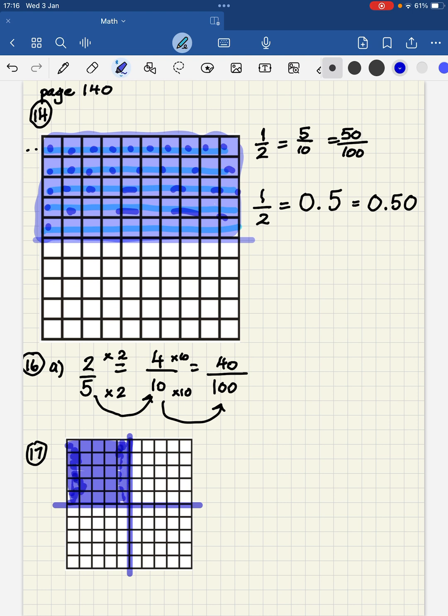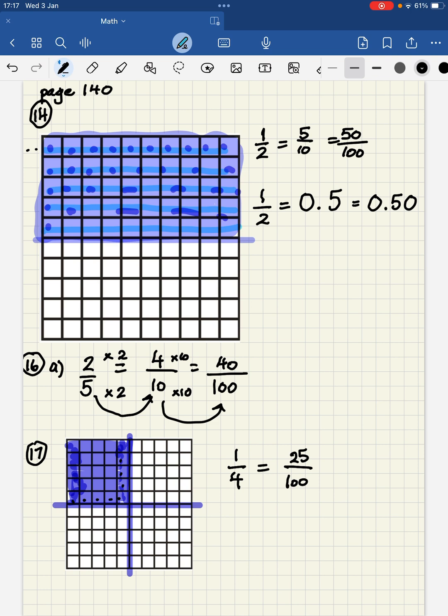Okay. So 1/4 would be the same as how many hundredths? So how many hundredths are shaded in? Well, 1, 2, 3, 4, 5, 10, 15, 20, 25. So 25 hundredths.